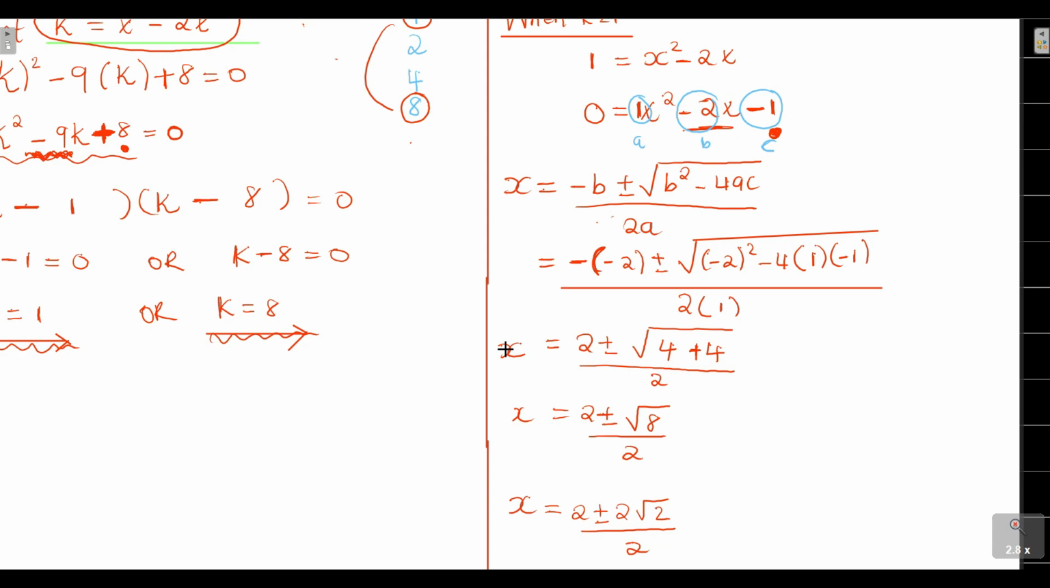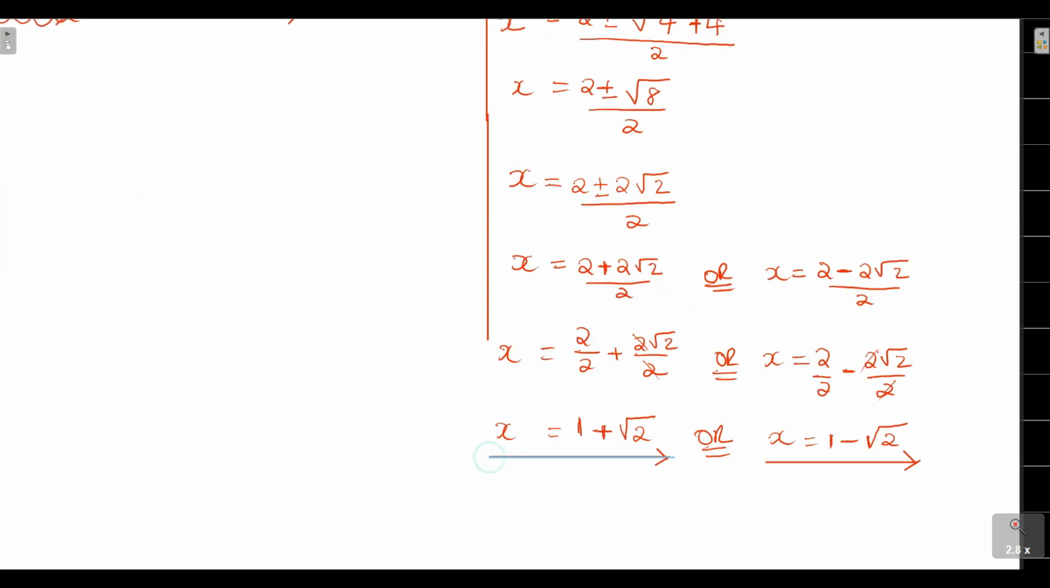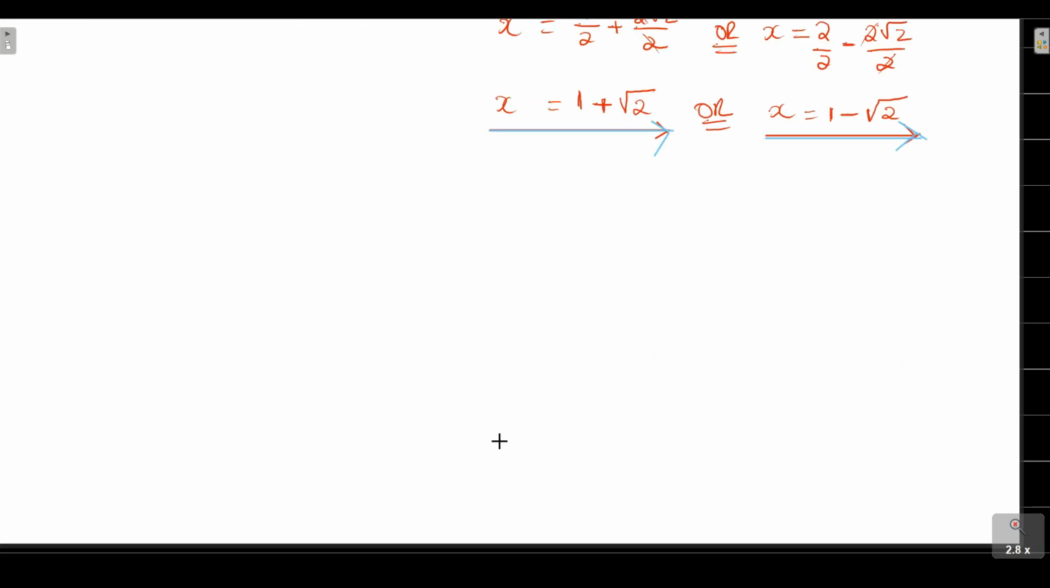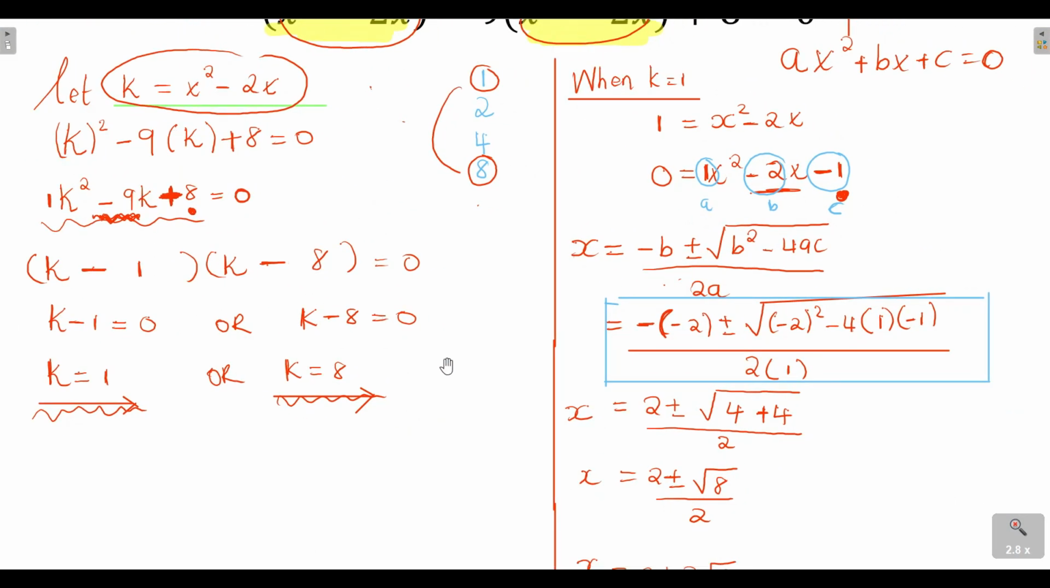But when you're doing it at home for homework, get into the habit of doing these calculations mentally without using your calculator. From here, you can punch this into your calculator and it will give you the answer of x is equal to 1 plus square root 2, or x is equal to 1 minus square root 2. So that is our final answer. However, we are not done. We're still going to substitute when k is equal to 8. When k is equal to 8, we need to determine what is x.